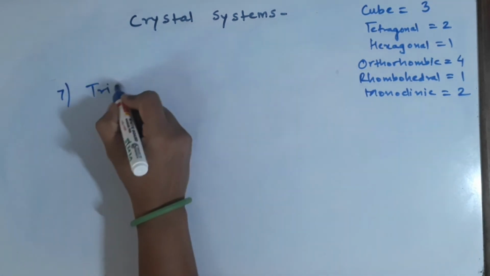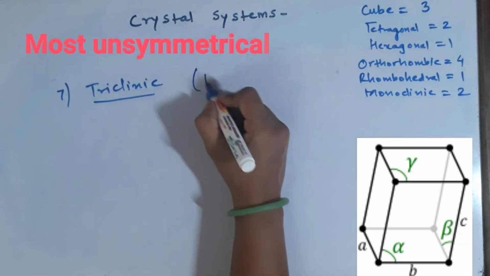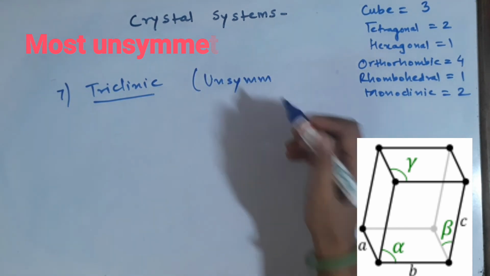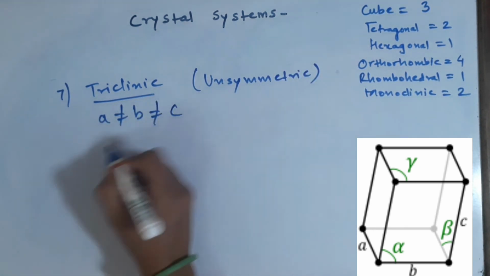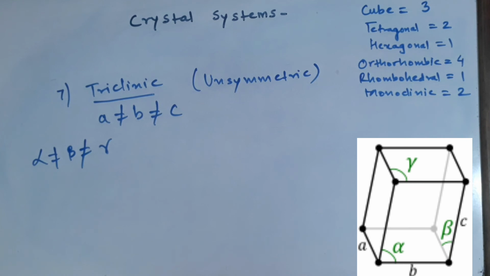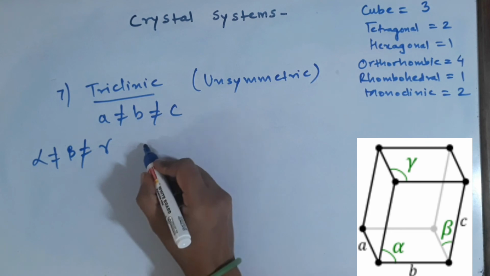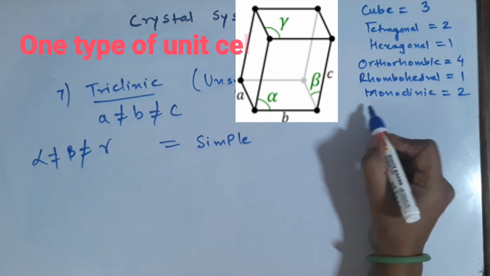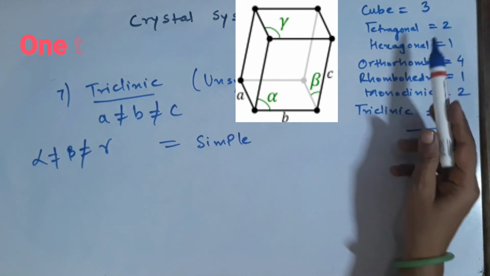The last type of crystal system is a triclinic, which is the most unsymmetrical crystal system. Unsymmetrical because none of the angles are same, none of the sides are of same length. A is not equal to B is not equal to C, and angles are also unequal. Alpha is not equal to beta is not equal to gamma. And there's only one type of unit cell in the system, and that is simple unit cell. So children, when we just tabulate this result, triclinic will have just one, and we sum up.